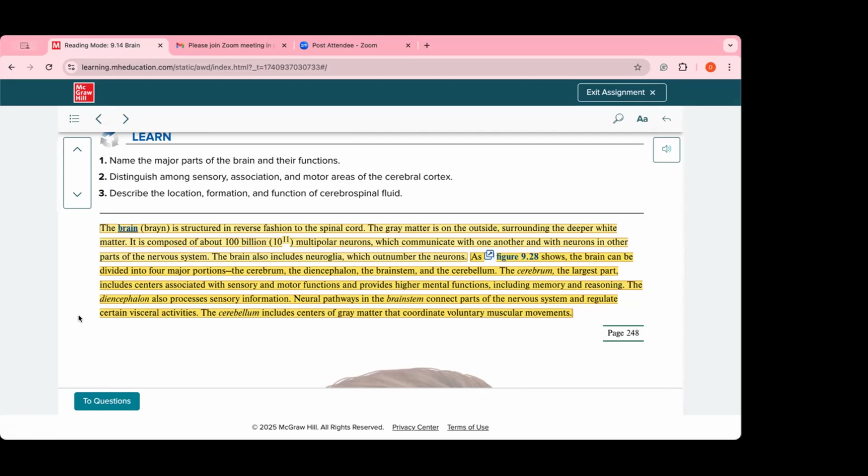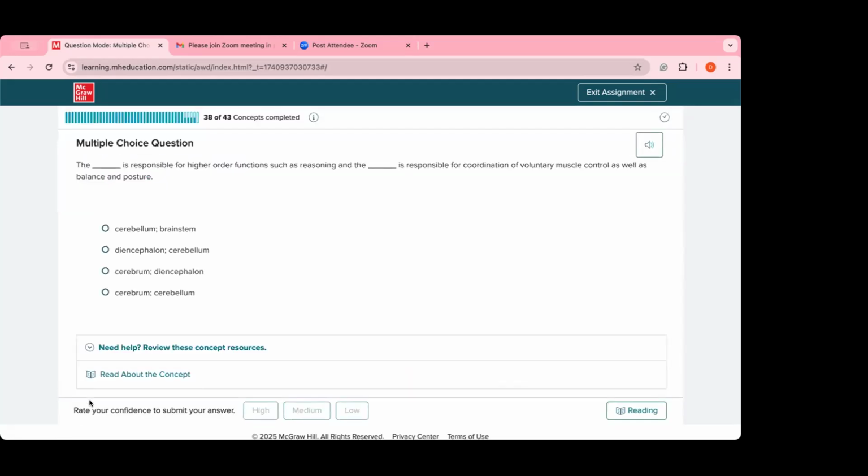Okay, so let's go back. So the cerebrum, I think it's the last one. The cerebrum is responsible for higher order functions such as reasoning, and the cerebellum is responsible for coordination of voluntary muscle control, as well as balance and posture. Okay, so let's try that.